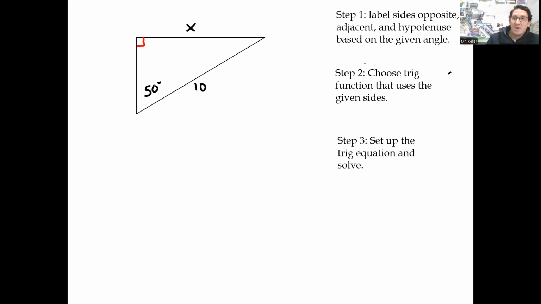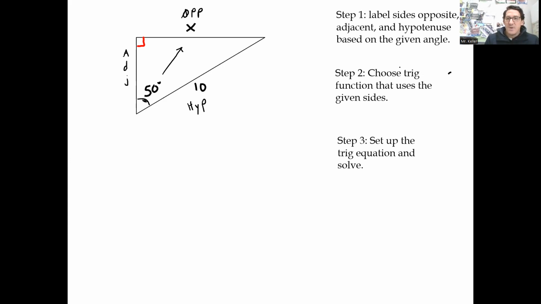So what you want to do is label the sides opposite, adjacent, and hypotenuse based on the given angle. Our angle here is the one that we know the measure of, so it's this 50-degree angle. I'm going to draw my eyeball in here. The eyeball is looking at the opposite side. The side 10 is going to be the hypotenuse. And then that means this side here is the adjacent.